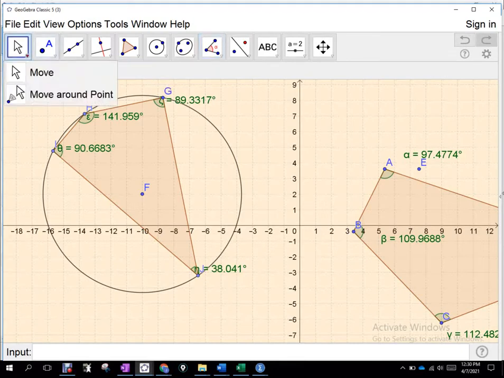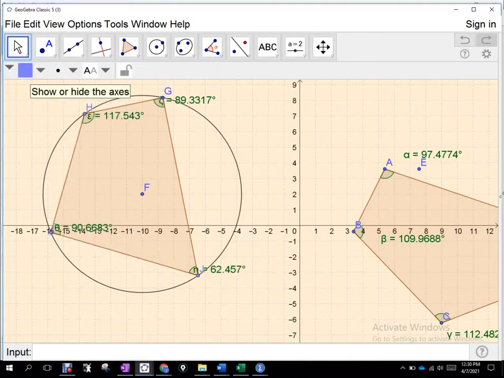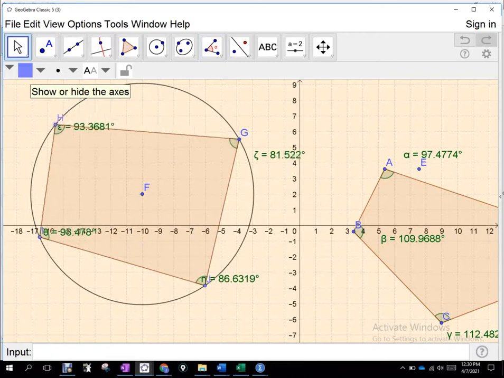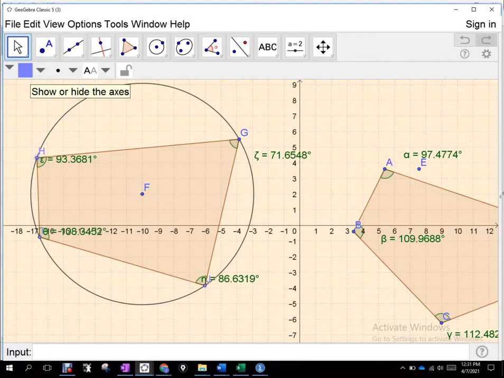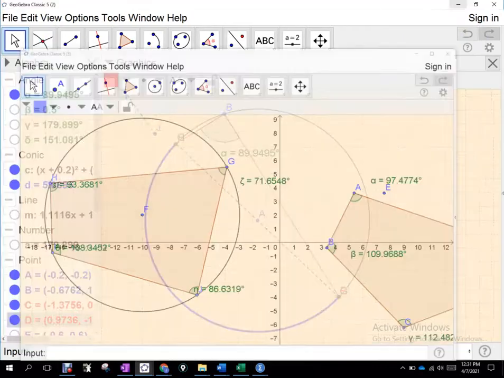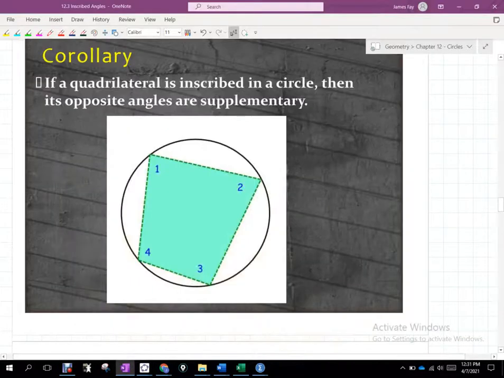So if your quadrilateral is inscribed in the circle, then opposite angles will always add up to 180. And the reason for that, we're going to draw a picture for this. If I look at angle 1, it is going to intercept that arc right there. Would you guys agree with that?